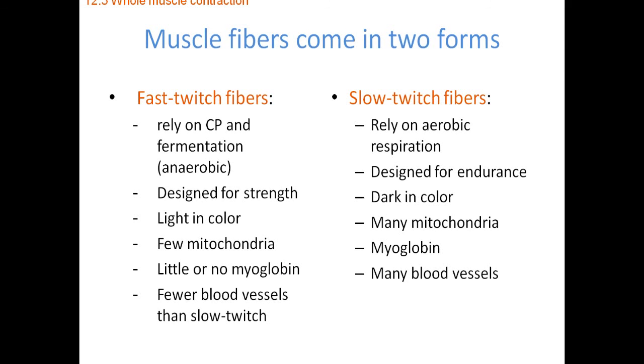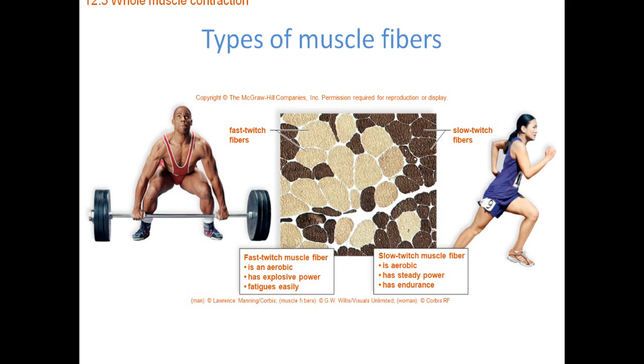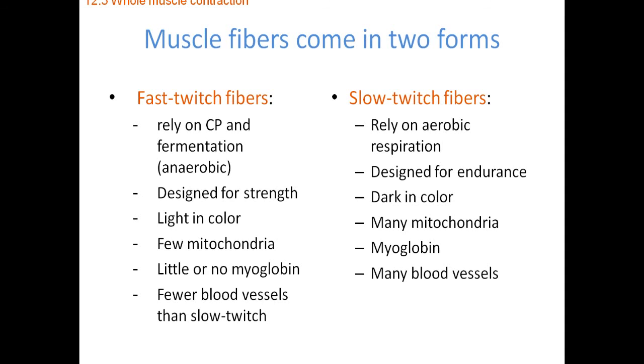Now, muscle fibers come in 2 different forms: fast twitch and slow twitch. You can think of it like a chicken or a turkey, where you have white meat, white muscle, and dark meat, dark muscle. The dark is the slow twitch fibers, and the white is fast twitch fibers. We haven't talked about this yet. This is on page 273, about how we use ATP.